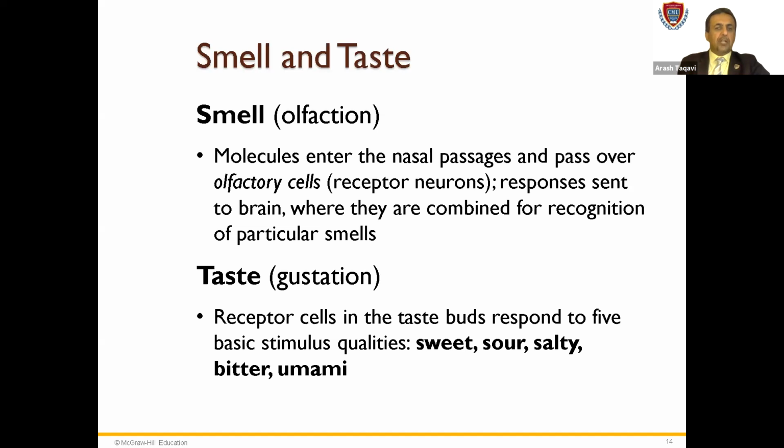And taste or gustation. Receptor cells in the taste buds respond to 5 basic stimuli: sweet, sour, salty, bitter, and umami. These are the basic parts. For example, the receptor for bitter is at the back part of your mouth. The tip of the tongue is for salty. When you want to know if some food is salty, you touch it to the very tip of the tongue.